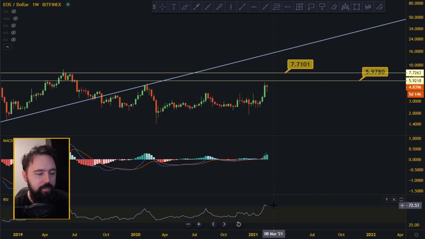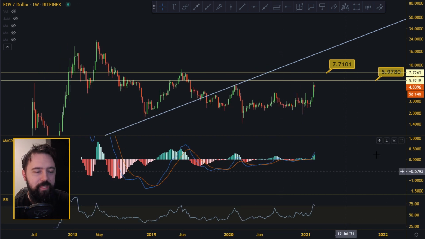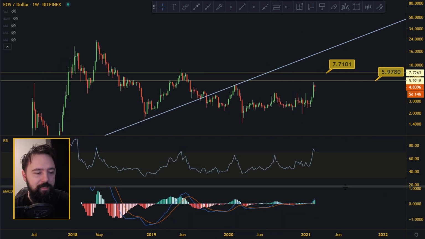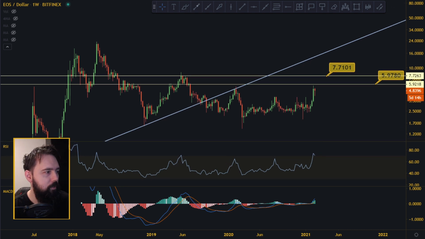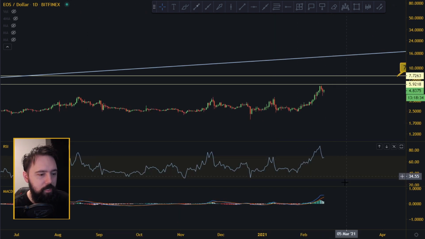Weekly RSI is only at 73. EOS looks very healthy. Only looking at Technicator, is it overbought or not? So it's at the start of the bull run, right? It's at the very start of the bull run and looking good. Daily also looks very good.